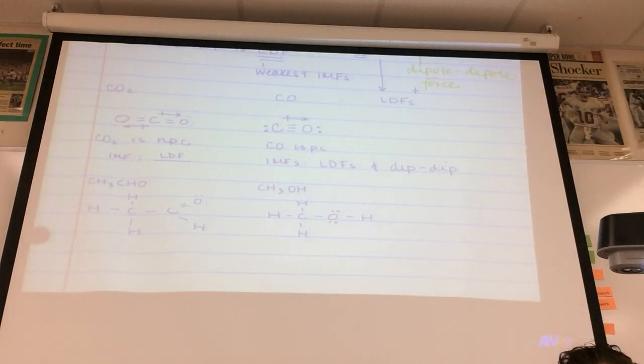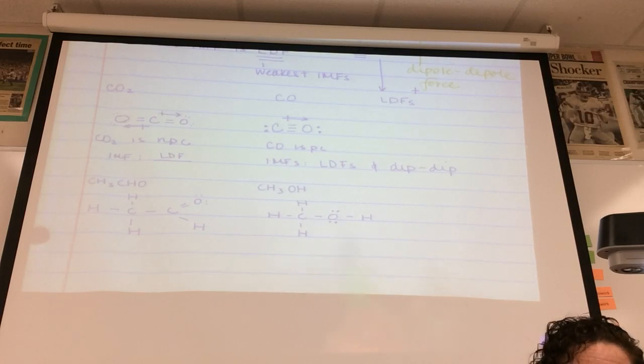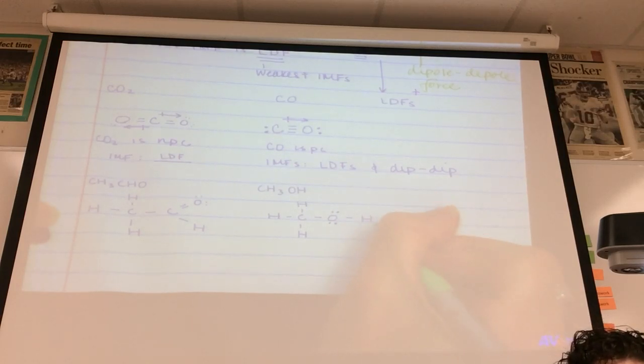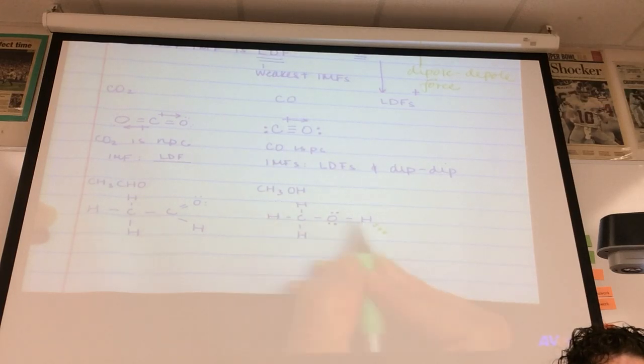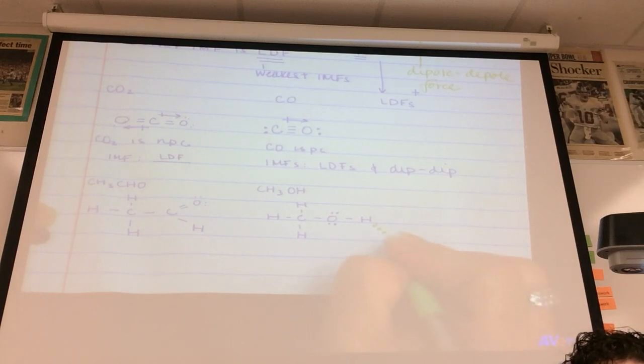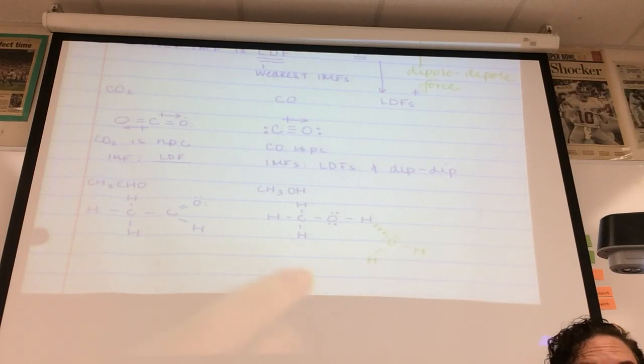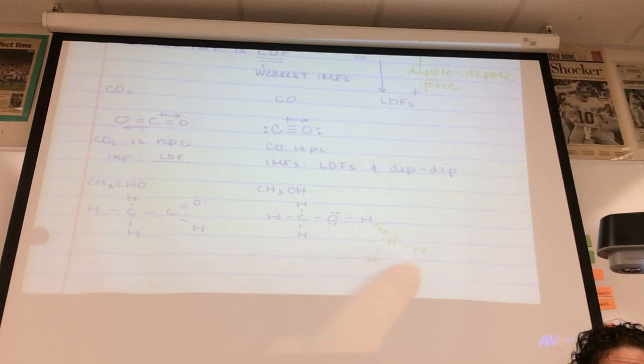And now, which hydrogen is capable of hydrogen bonding in this compound? The one on the far right. Absolutely. You could have a hydrogen bond here between another methanol compound or with water. And in your lab, it asked if alcohols were soluble in water, and the answer is yes. And that's due to the intermolecular force between an alcohol and a water. You could get a hydrogen bond right there.